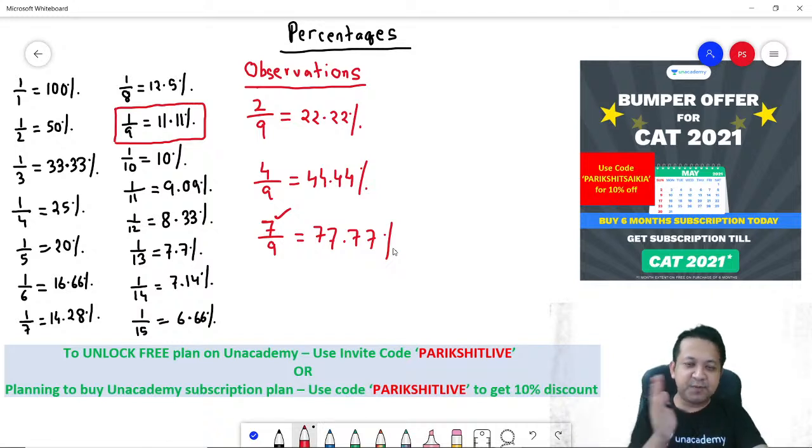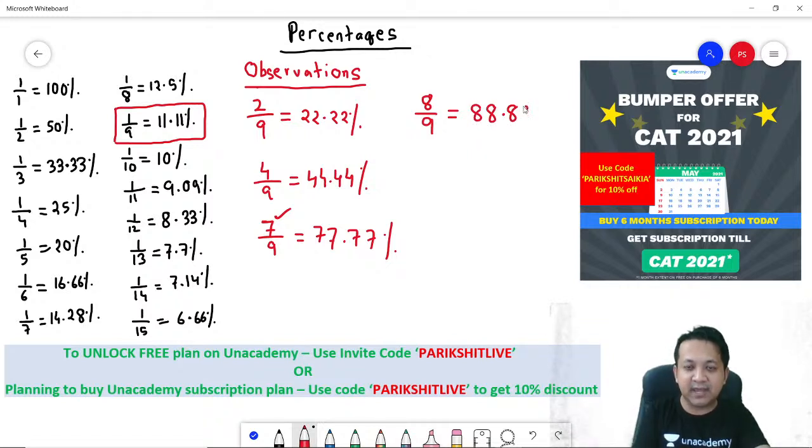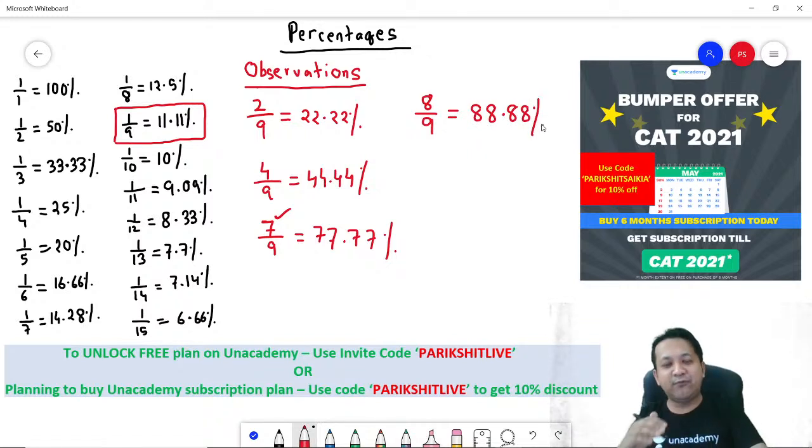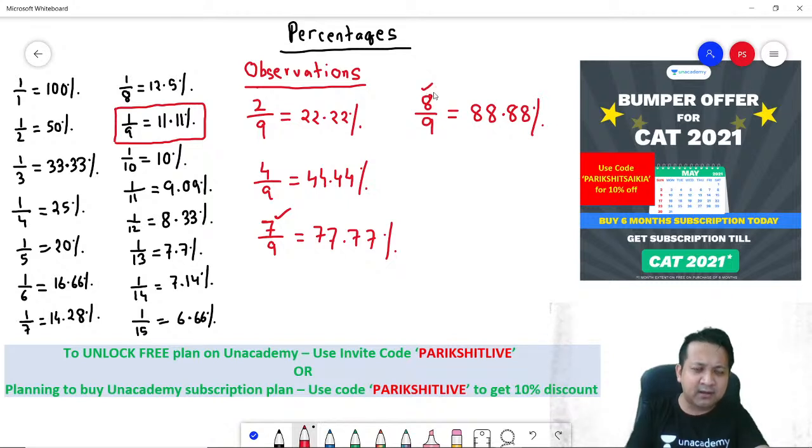So the moment the denominator is 9, you immediately feel happy about it because all the 4 digits are the same: 2 digits before the decimal, 2 digits after the decimal. Similarly, let's say you have got 8 by 9. How much is 8 by 9? You can immediately answer it is 88.88%. All the 4 digits are the same. Do you get this? And how do you remember this? It's very easy. Whatever is the numerator, those are the 4 digits. 6 by 9 will be 66.66. 4 by 9, 44.44, right? 7 by 9, 77.77, and so on.